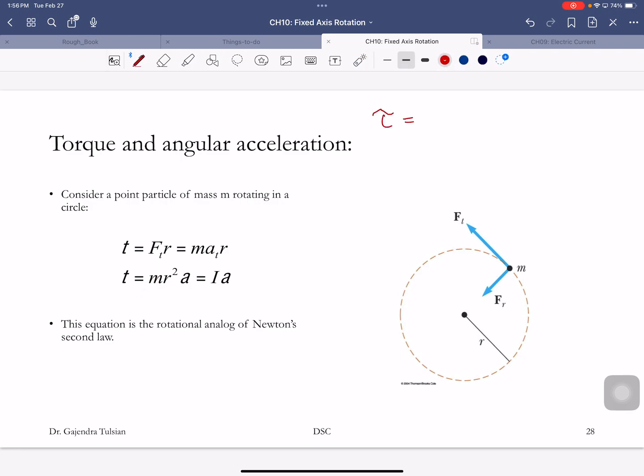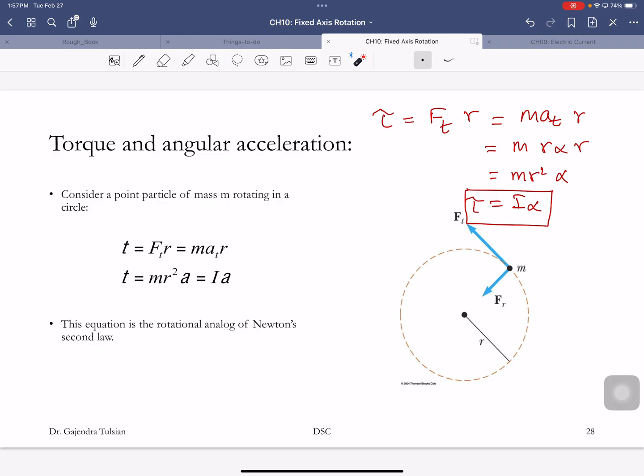So torque is force times the moment arm. The force gives you tangential acceleration, times r. Tangential acceleration is r times alpha. So this becomes m r squared times alpha. This is the moment of inertia. So all it's doing is deriving Newton's second law. Torque is I times alpha, which is the parallel of F equals ma.